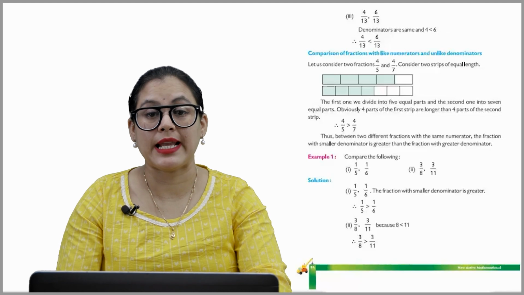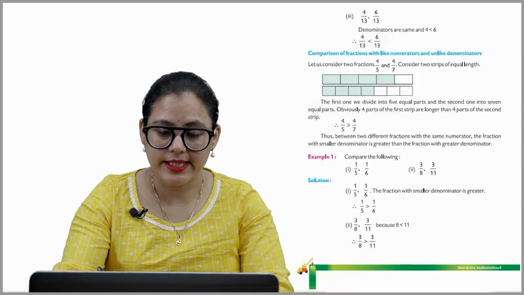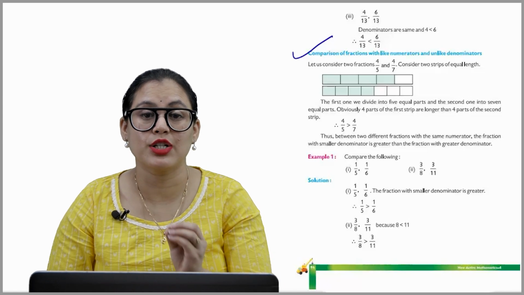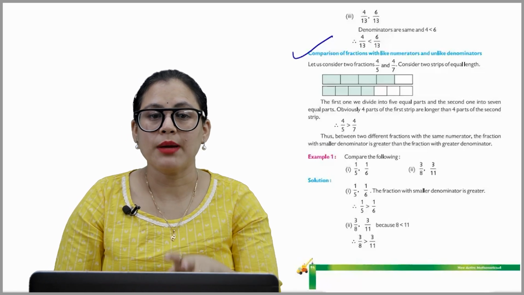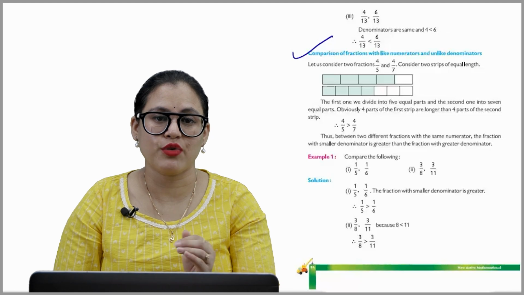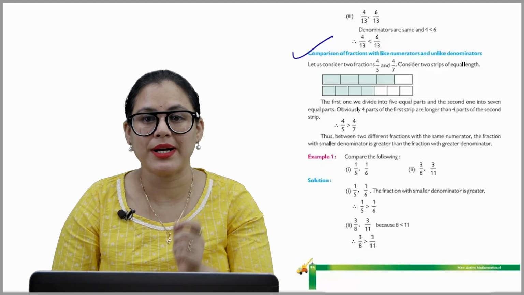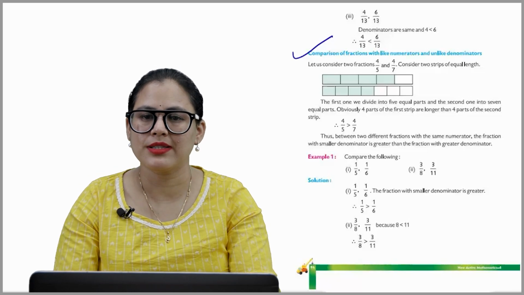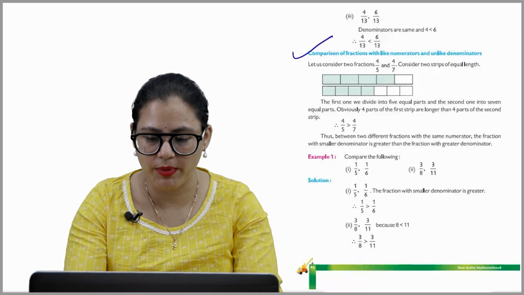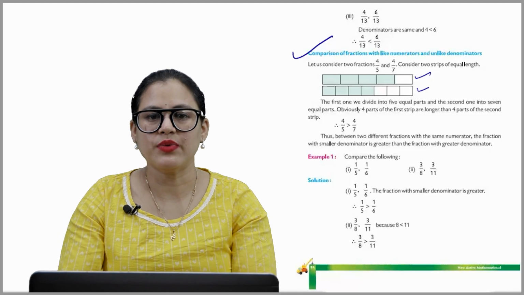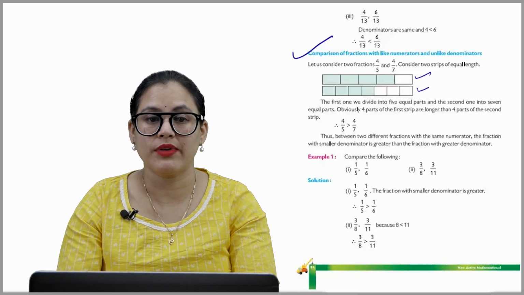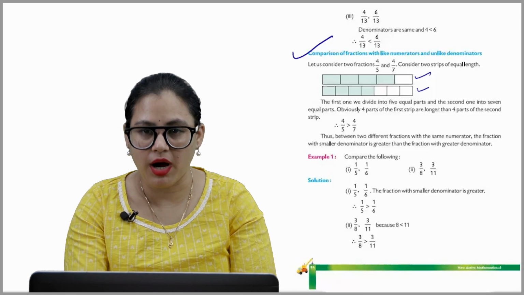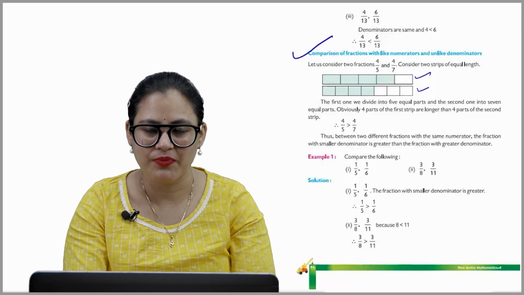Comparison of fractions with like numerators and unlike denominators. Till now, we learned the comparison of fractions with like denominators. Now, it's time to learn about the comparison of fractions with like numerators but unlike denominators. Let us consider two fractions, 4 by 5 and 4 by 7. Consider two stripes of equal length. This is 4 by 5 and this is 4 by 7. The first one we divide into 5 equal parts and the second one into 7 equal parts. Obviously, 4 parts of the first stripe are longer than the 4 parts of the second stripe.